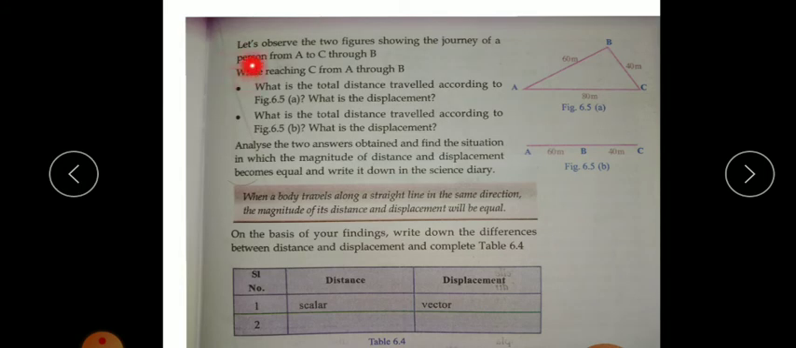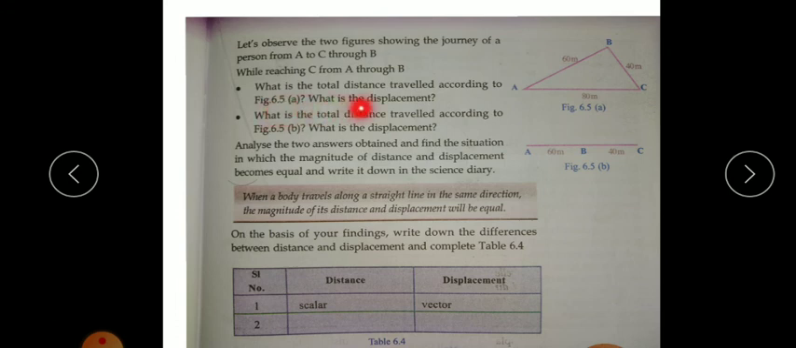Next question. Let us observe the two figures showing the journey of a person from A to C through B. Here a person travels from A to B and B to C. And in another figure, the person travels along the straight line to the point C. While reaching C from A through B, what is the total distance traveled according to figure 6.A? 60 plus 40, 100 meter.